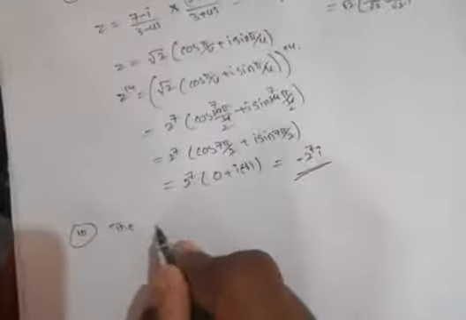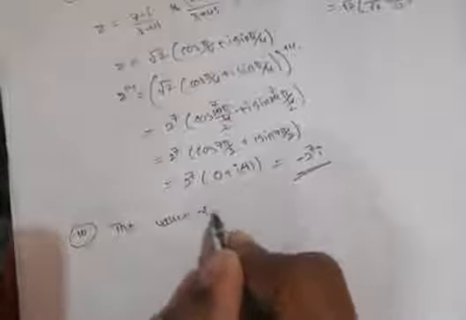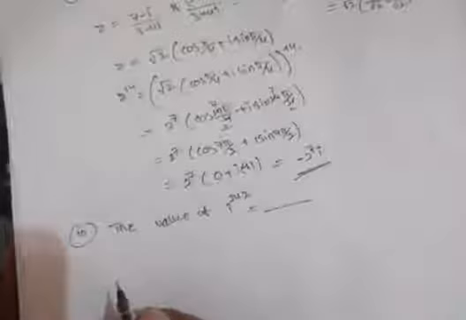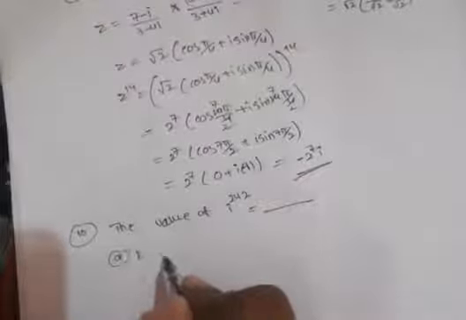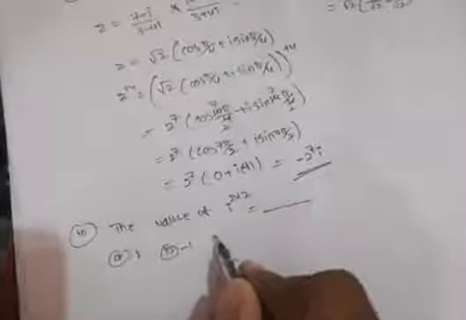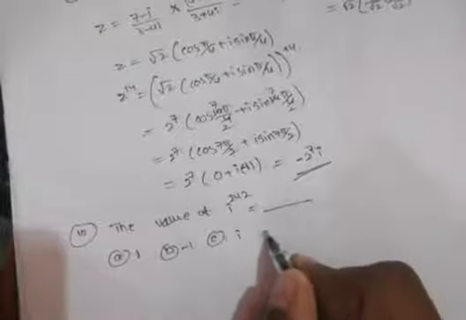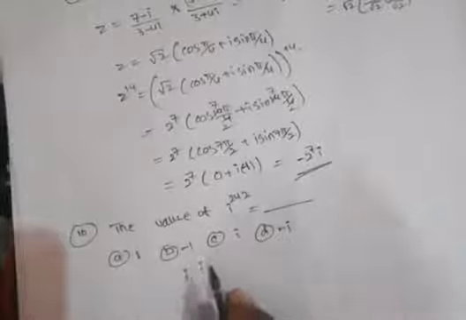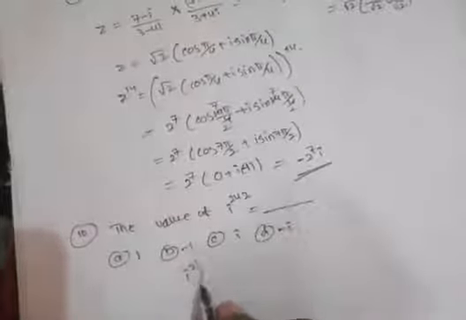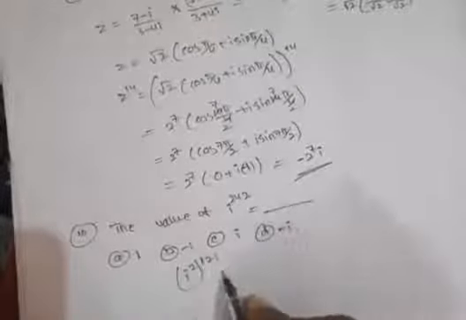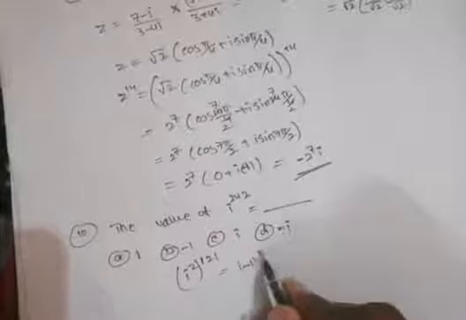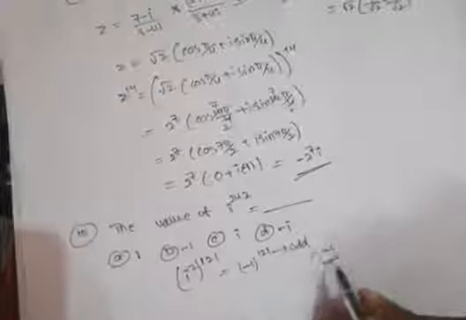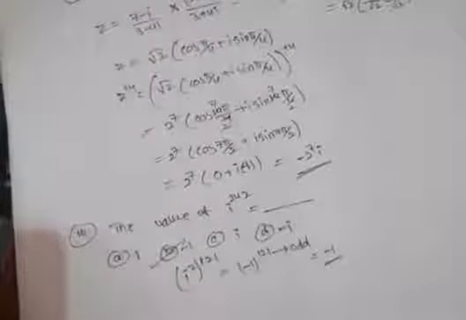Next, the value of i to the power of 242 is option A 1, B minus 1, C i, D minus i. So i to the power of an even number is there: i square whole to the power of 121. i square means minus 1, whole to the power of 121. This is nothing but odd. Odd means this is minus 1.